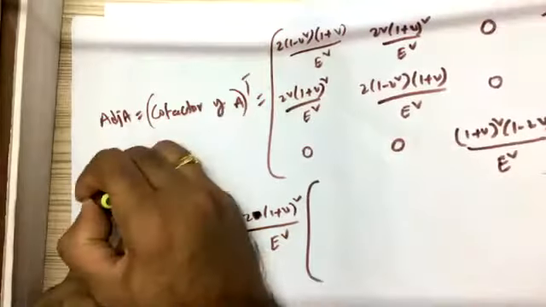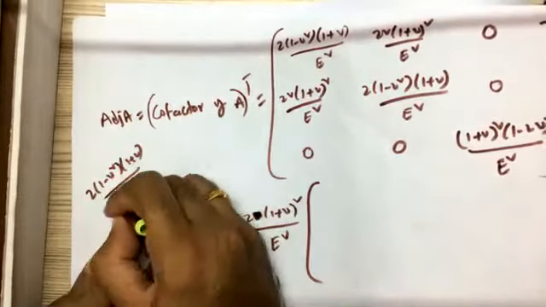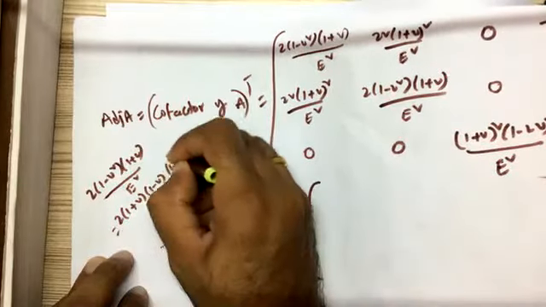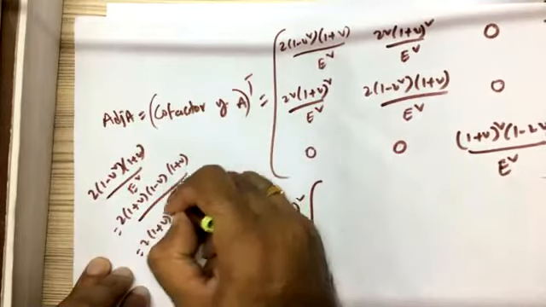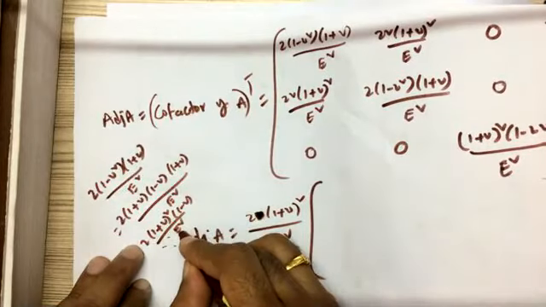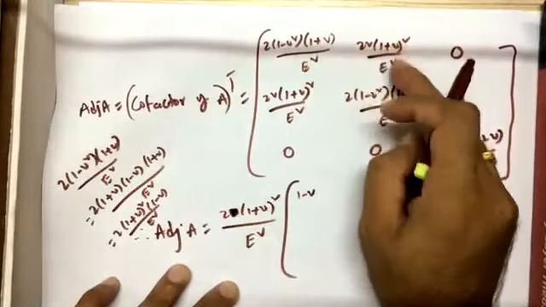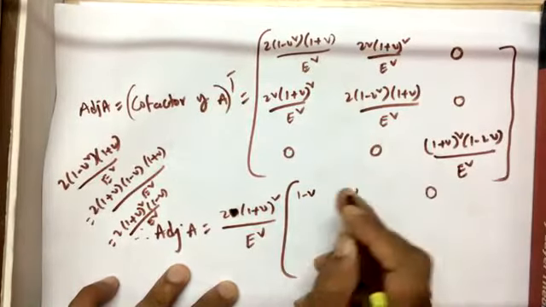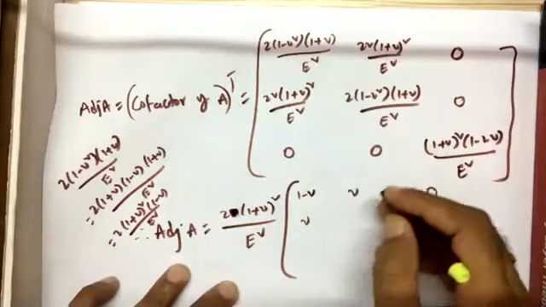What is my first term? 2 into (1 minus nu square) into (1 plus nu) divided by E square. I can write 1 minus nu square as (1 plus nu) into (1 minus nu), so this becomes 2 into (1 plus nu) whole square into (1 minus nu) divided by E square. If I take 2 into (1 plus nu) whole square by E square common, then what is remaining? 1 minus nu. Next, nu, 0. Again, if I take 2 into (1 plus nu) whole square by E square common, then nu will be the remainder.